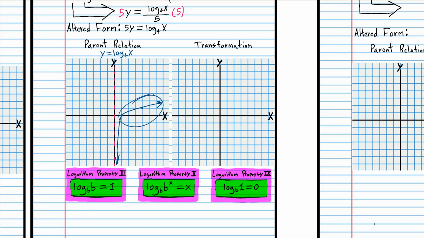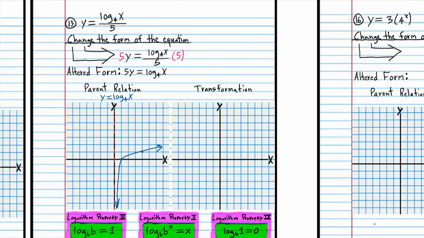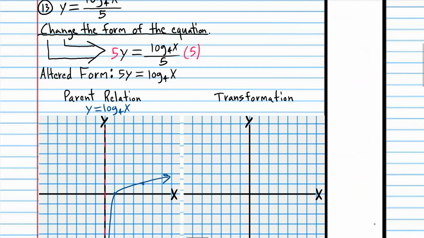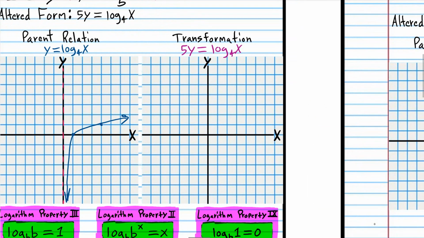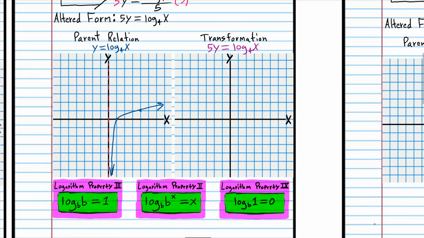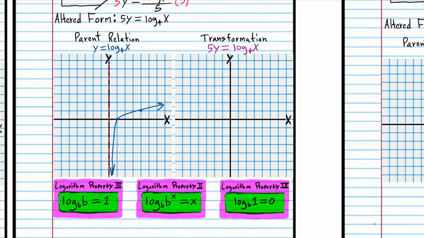This is supposed to be more of a smooth curve there, but okay, so now we're going to graph 5y is equal to log base 4 of x. That just means we divide all the y values in the graph of the previous equation by 5. So that's not going to change the position of the vertical asymptote.